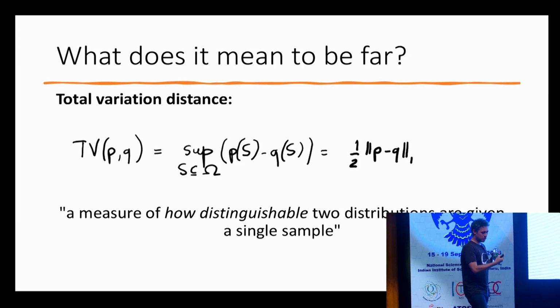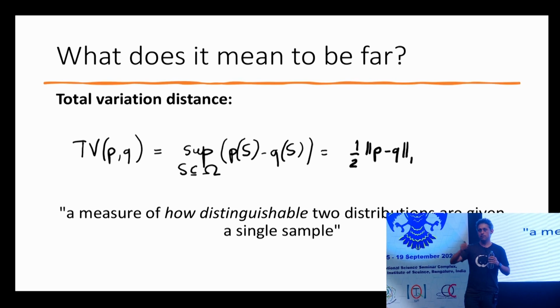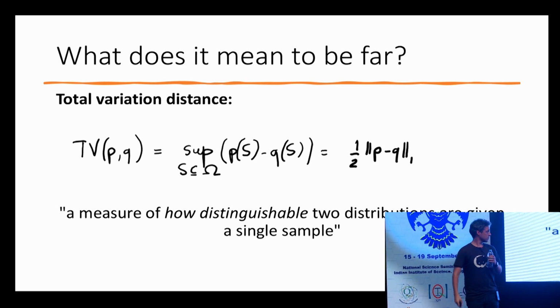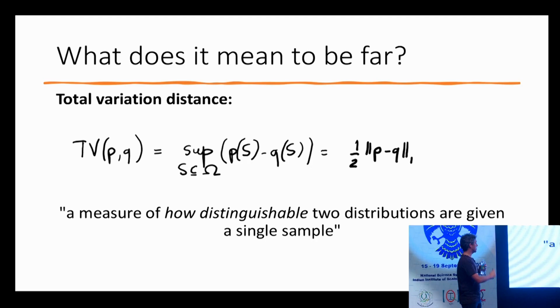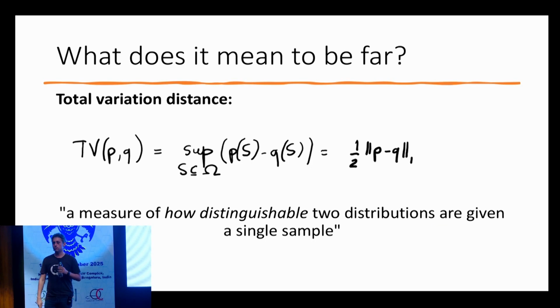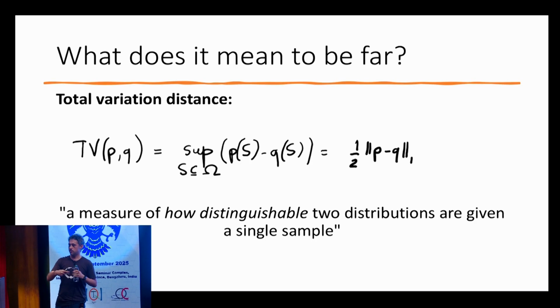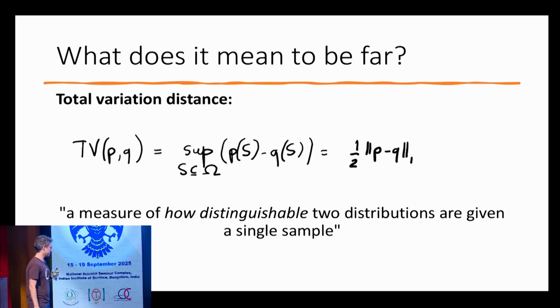So over all possible events S, you take the difference of the probability put on S by P and the probability put on S by Q. And that difference is going to be your total variation distance. A nice cute fact is that it's also equal to half the L1 distance between the two probability mass functions of the distributions.